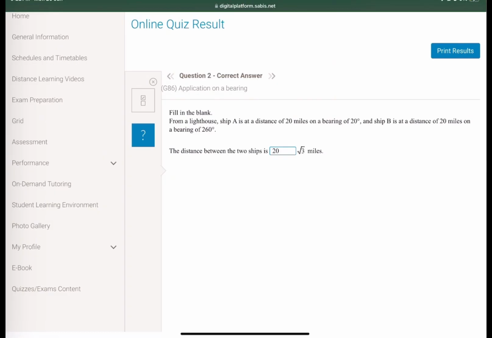Alright, so moving on to the second question. Here they told us that from a lighthouse, ship A is at a distance of 20 miles on a bearing of 20 degrees, and ship B is at a distance of 20 miles on a bearing of 260 degrees. Alright, so now we're gonna draw another graph.